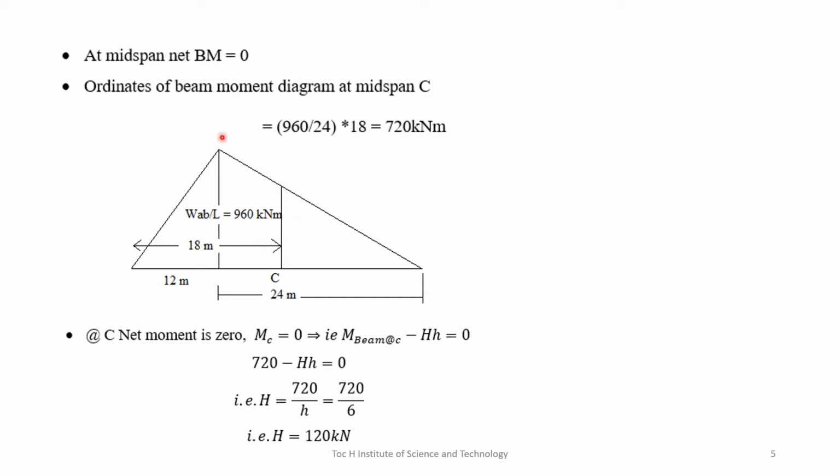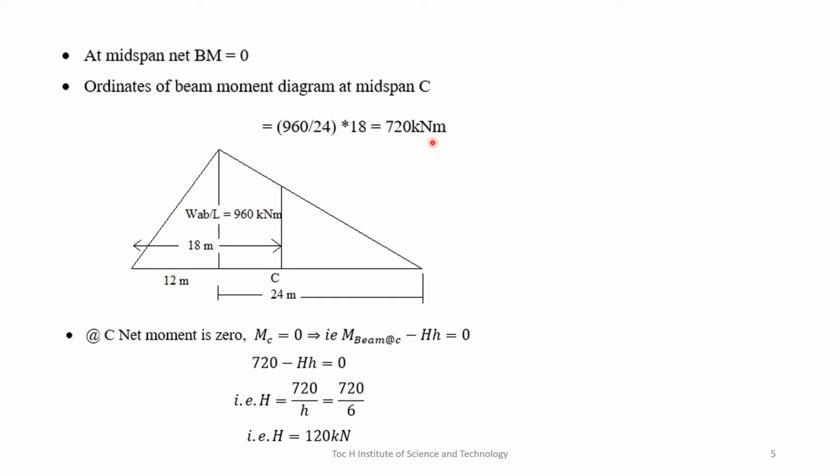How did you get this? This is WAB, by L, 960. Here you can see two triangles: one is this larger triangle and the smaller triangle is this one. Taking the property of similar triangles, 960 divided by 24 is equal to this side divided by 18.